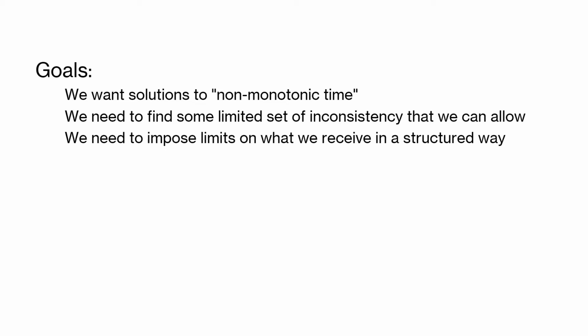And of course, we don't want all of the inconsistency in the entire world. We don't want to give up on consistency entirely, so we want to impose some limits on what we receive. But we can't impose no limits, because then we get complete inconsistency and of course the system won't work. And we can't impose all of the limits because of the CAP theorem. So we need to find what that limit is.